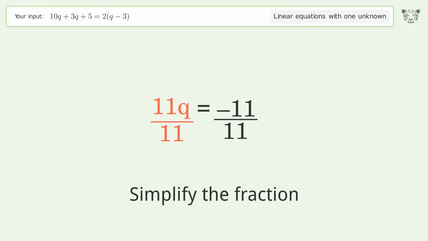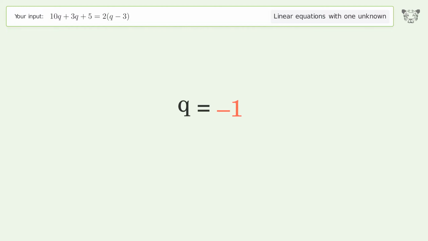Simplify the fraction. And so the final result is q equals -1.